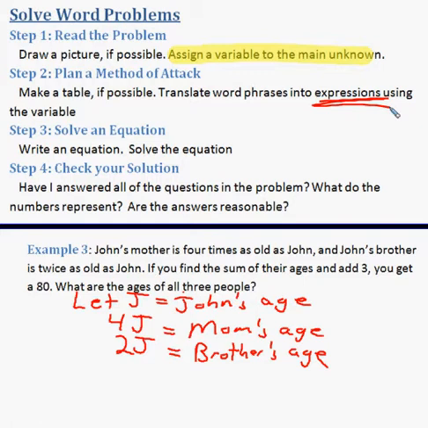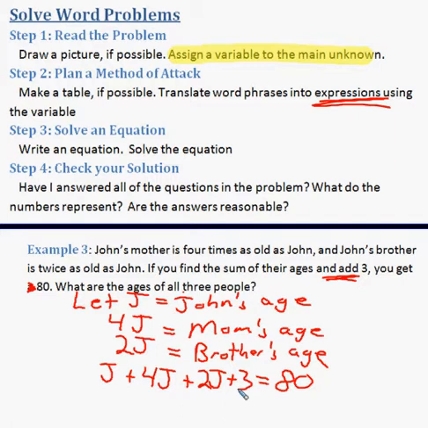Now we're going to write an equation. So we want to find some equality in here. If it says if you find the sum of their ages and add 3, you get 80. Well, that's an equation. If you add things together and then add 3, you get 80. That's an equation we can solve. So something's equal to 80. If you add the 3 ages, well, that's John's age, which is J, plus mom's age, which is 4J, plus brother's age, which is 2J, and then add 3, you get 80.